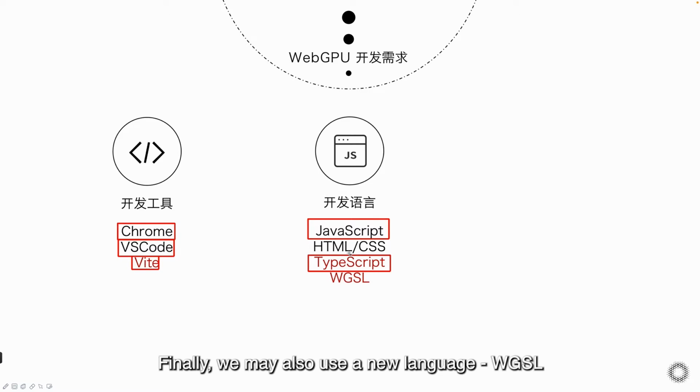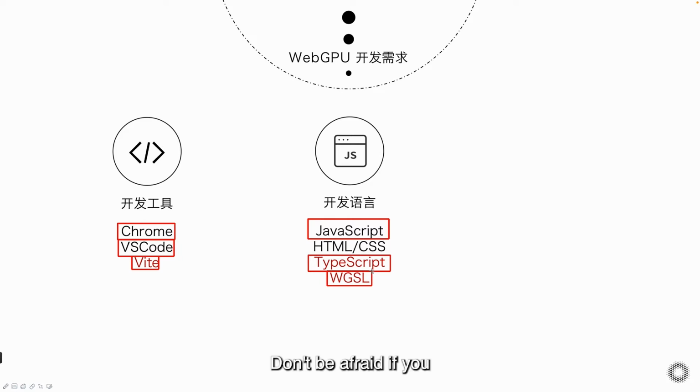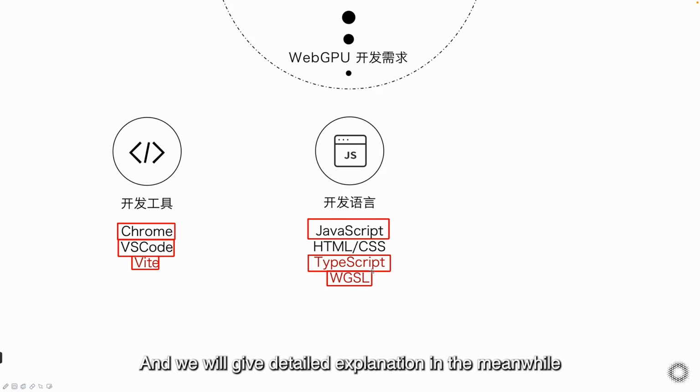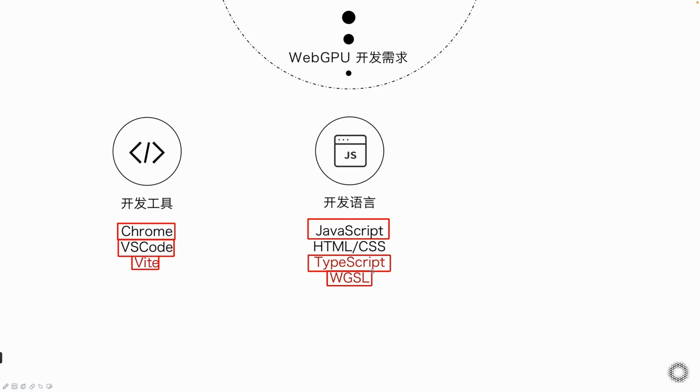Finally, we may also use a new language, WGSL, short for WebGPU Shader Language. It is a new shader language proposed by WebGPU. Don't be afraid if you don't know this before. Again, all of these examples in this video are very simple. I believe you will understand in a short time, and we will give detailed explanations in the meanwhile.